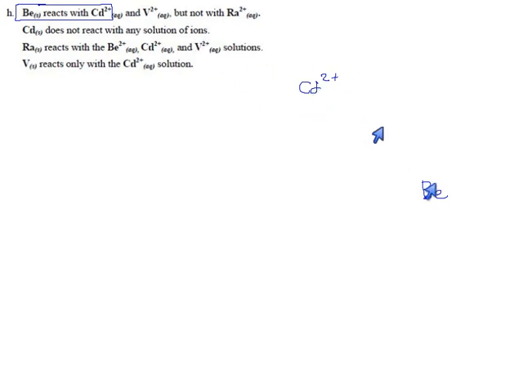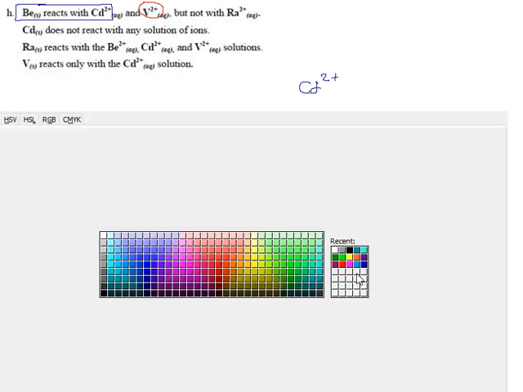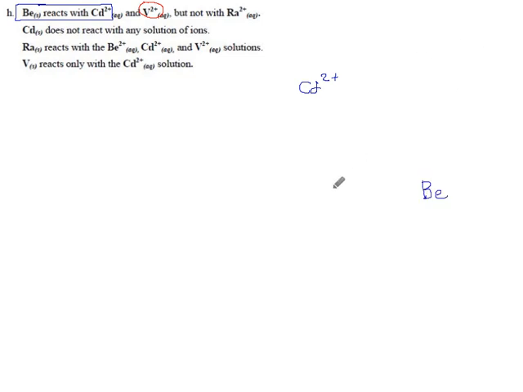Cadmium ions are higher up than beryllium. That gives us our downhill line that tells us there is a reaction. Beryllium also reacts with vanadium. That's trouble. I don't know where to put vanadium, so I'm going to circle that in red. We may have to come back to it. Vanadium, more on that later. But beryllium does not react with radium, which means radium must be down here so that the line is uphill. So we have radium.